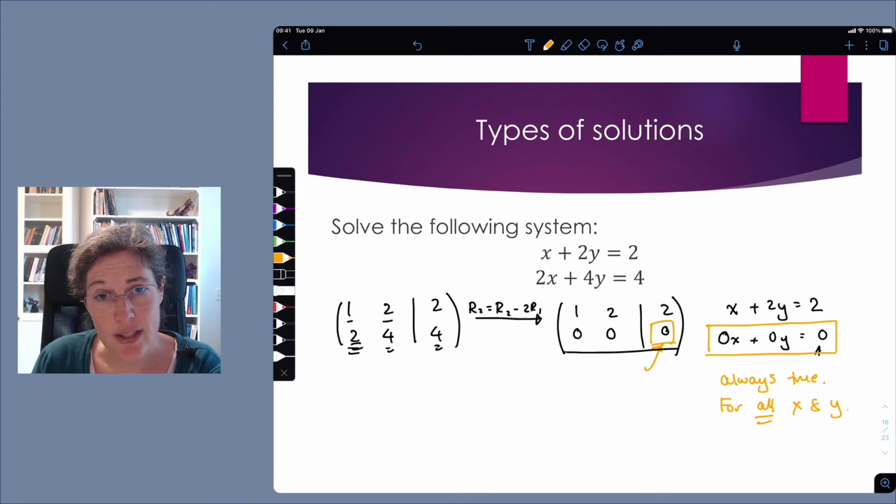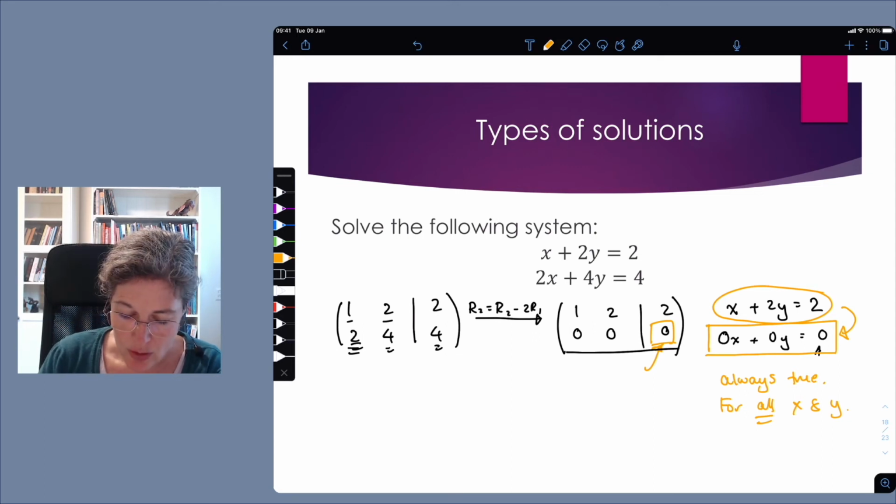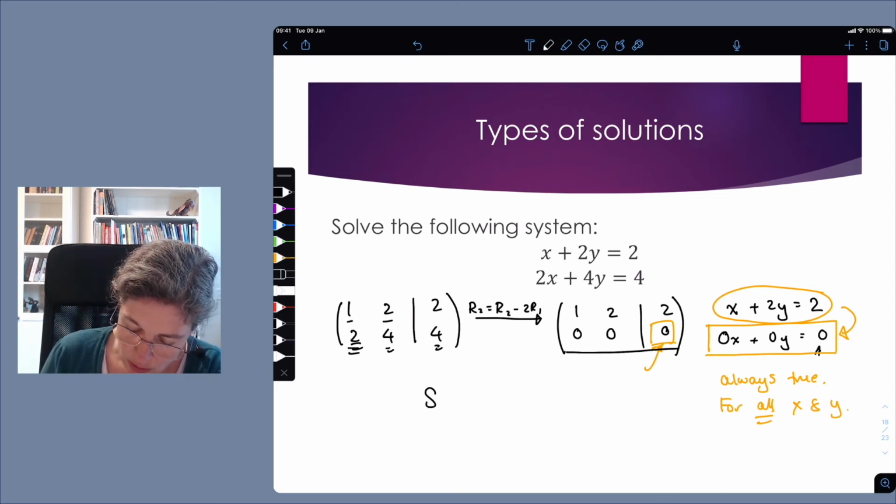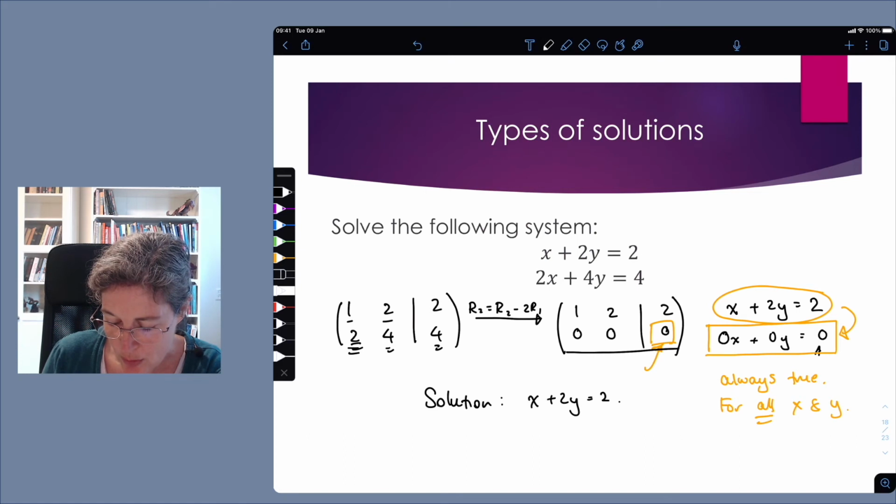So what this is really saying is we can't find a unique solution. Whatever values of x and y we put in that make this true will automatically work here. So our solution here is x plus 2y is equal to 2. Now you don't need to worry too much about writing that, but what we do want to think about is, what is the geometric interpretation?